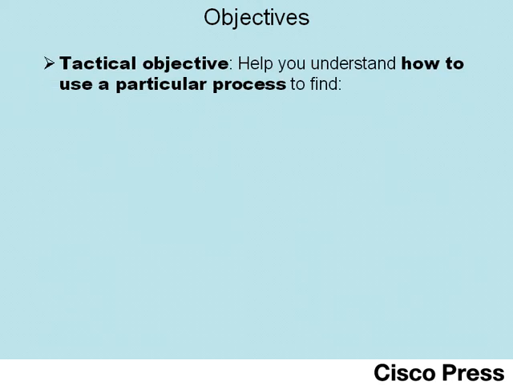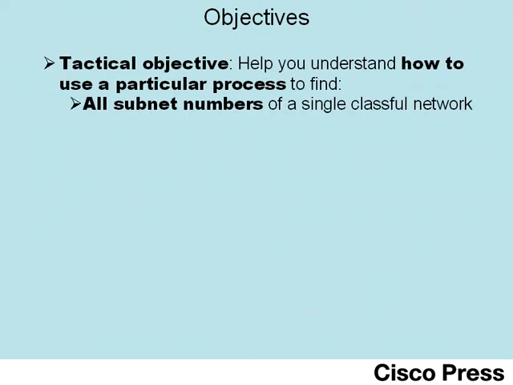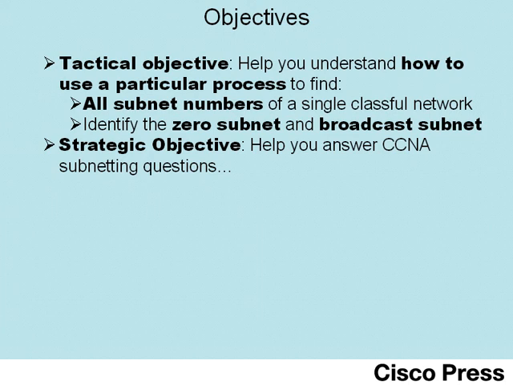In particular, this process shows how to find all the subnet numbers of a single classful network, as well as identifying the 2 subnets that are special, the 0 subnet and the broadcast subnet. A broader goal for this video is to be part of a package that helps you learn how to answer CCNA subnetting questions, in particular to teach you how to answer those questions quickly and with confidence.